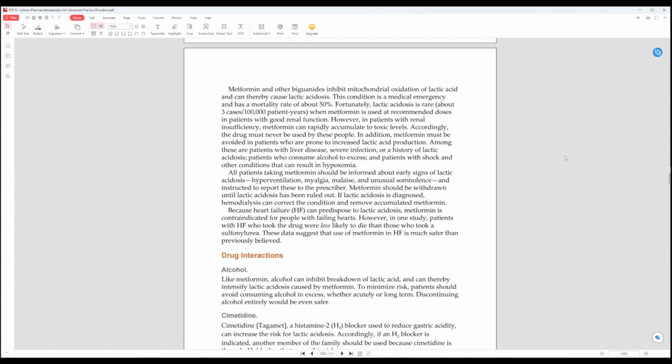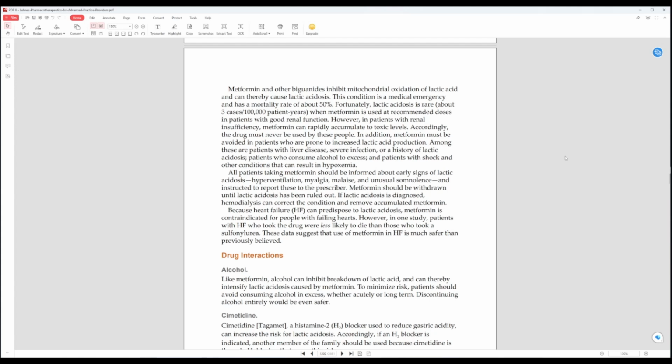Accordingly, the drug must never be used by these people. In addition, metformin must be avoided in patients who are prone to increased lactic acid production. Among these are patients with liver disease, severe infection, or a history of lactic acidosis, patients who consume alcohol to excess, and patients with shock and other conditions that can also result in hypoxemia.